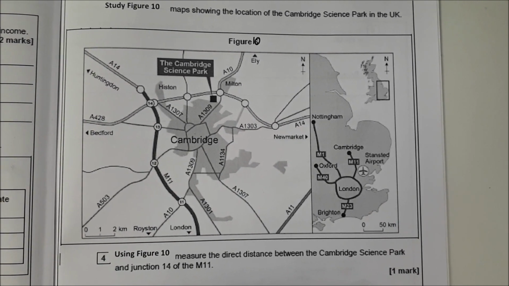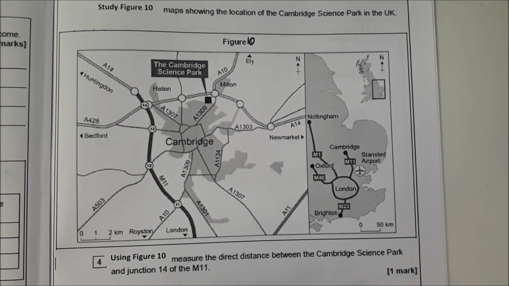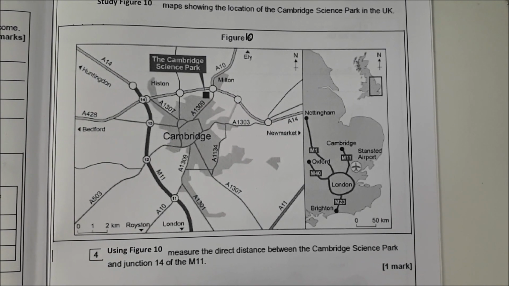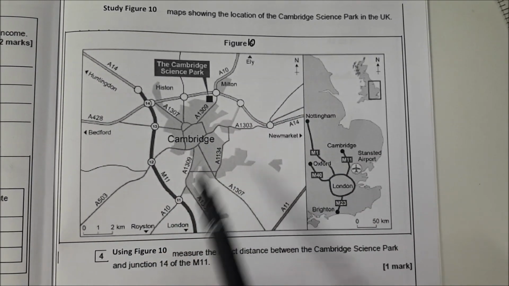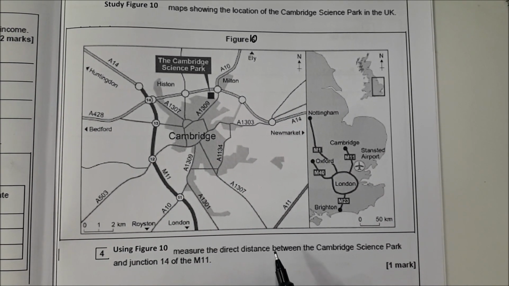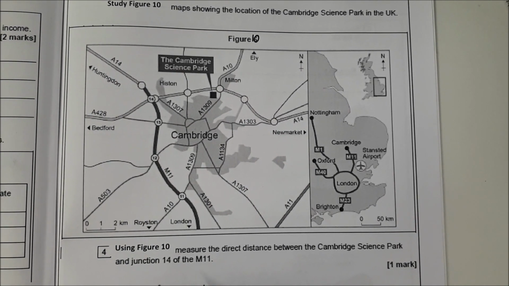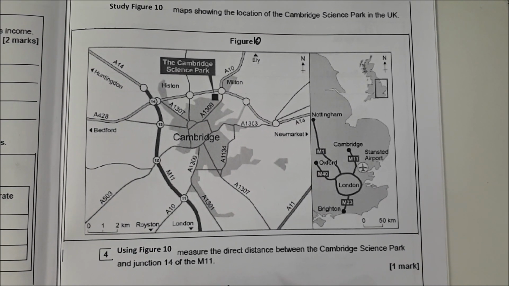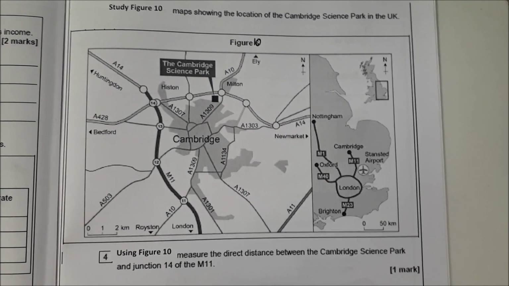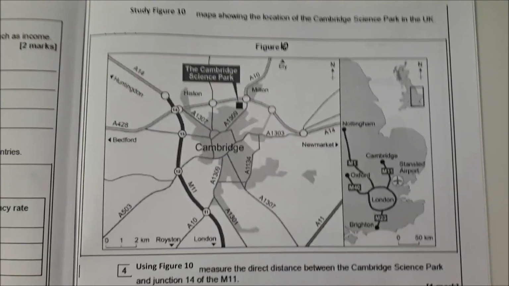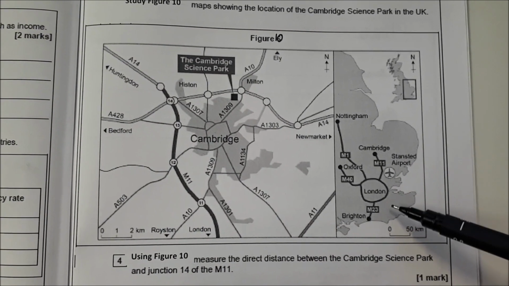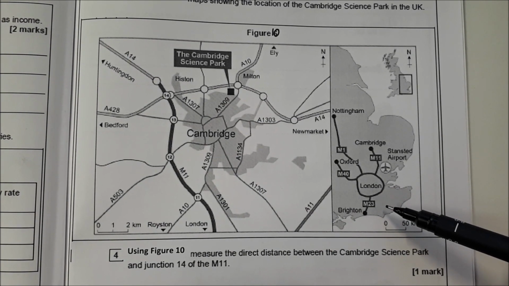So this question says, using figure 10, which is this one here, measure the direct distance between the Cambridge Science Park and junction 14 of the M11. Okay, so how do we know which map it is first of all? Well, if I look at this map here, it doesn't tell me where any of the junctions are.